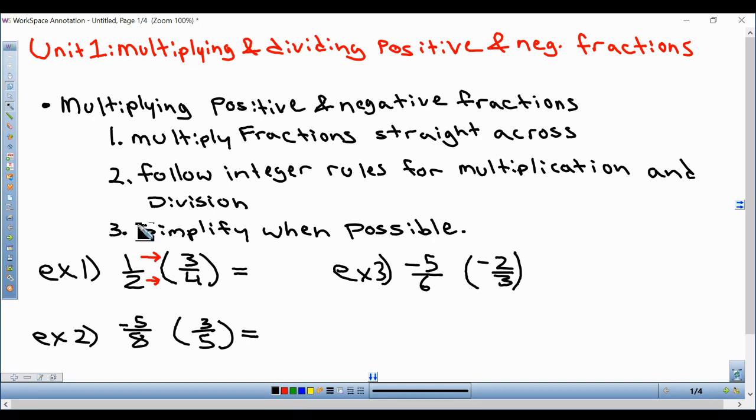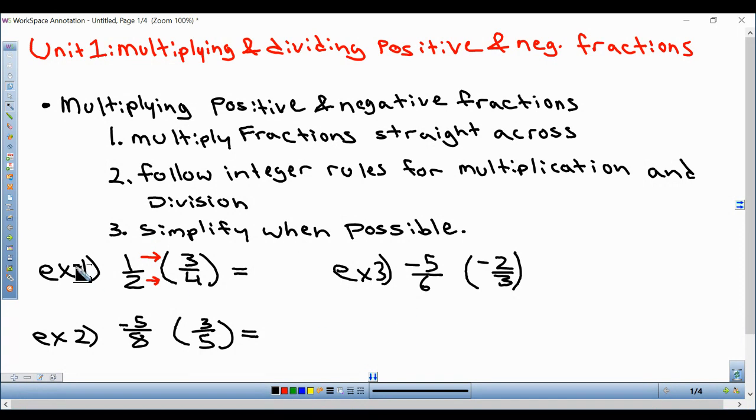So we're going to start with multiplying, then we're going to do dividing. When multiplying positive and negative fractions, what we're going to do is multiply the fractions straight across. The second thing we're going to do is follow the integer rules for multiplication and division. And the third thing we're always going to do is simplify when possible.